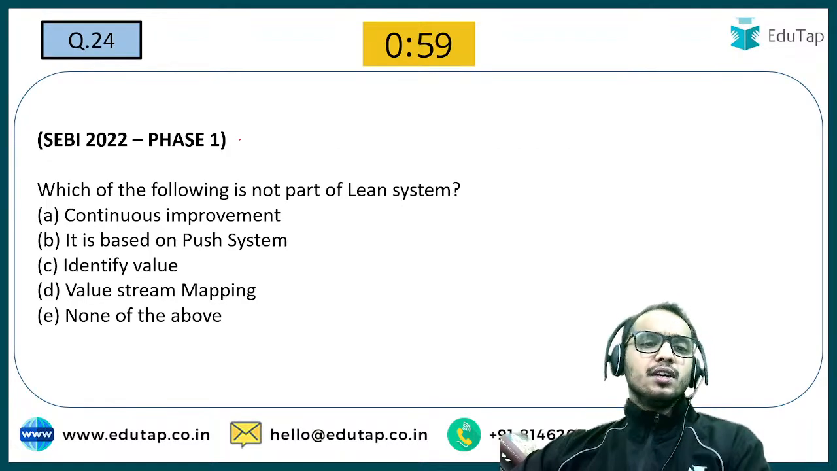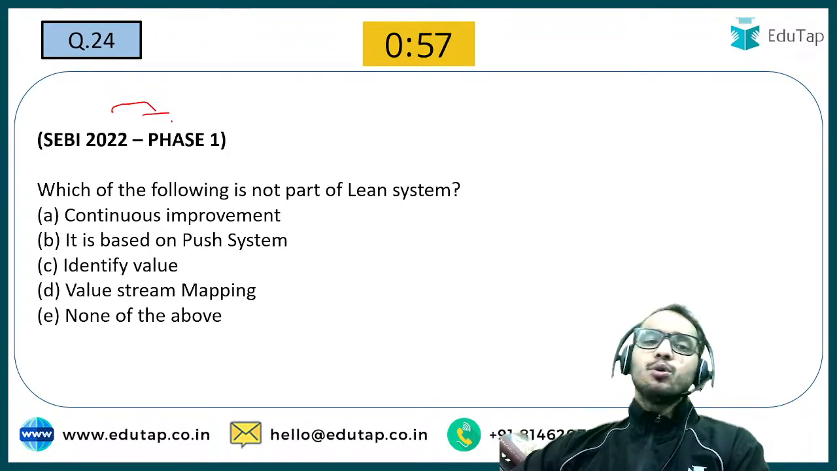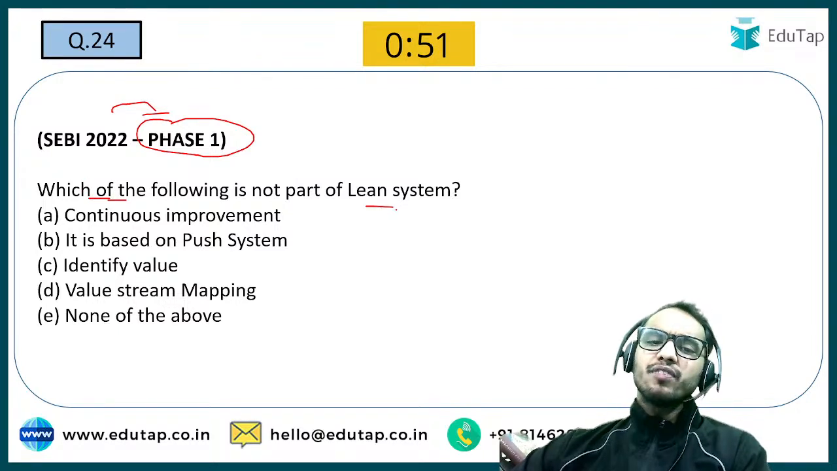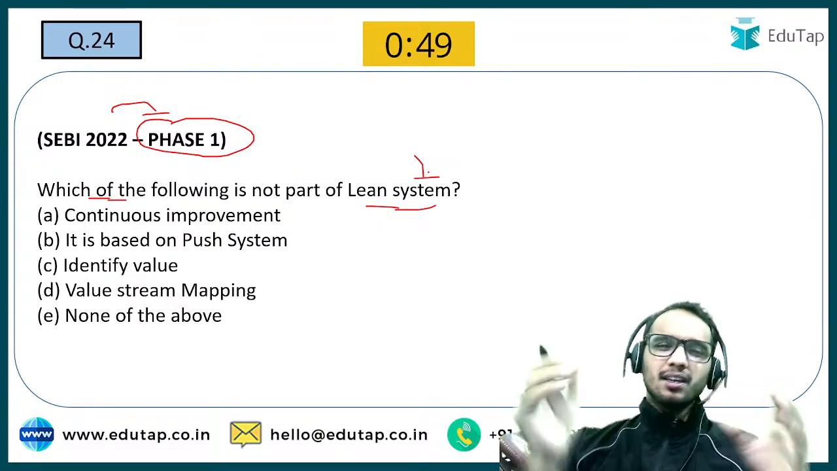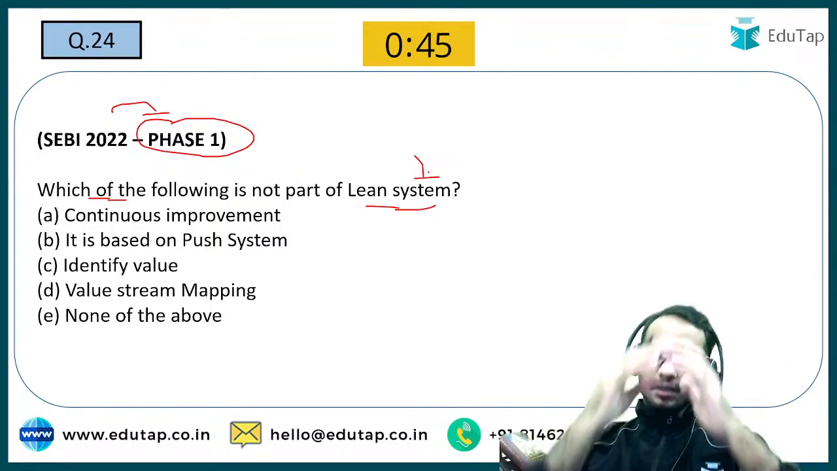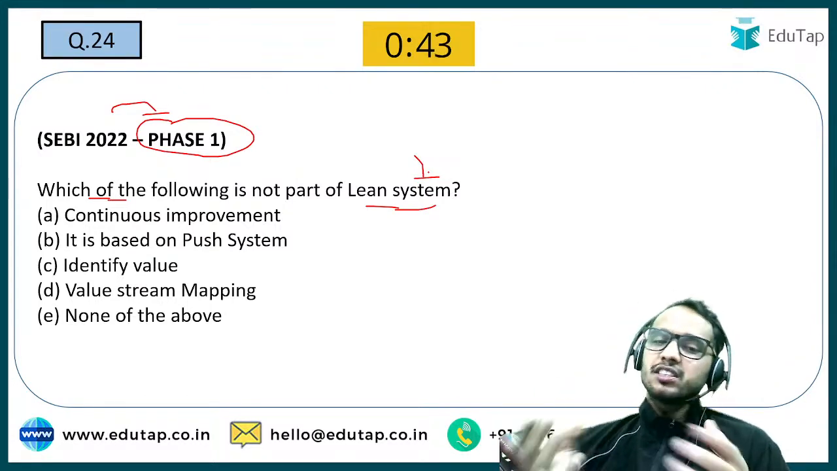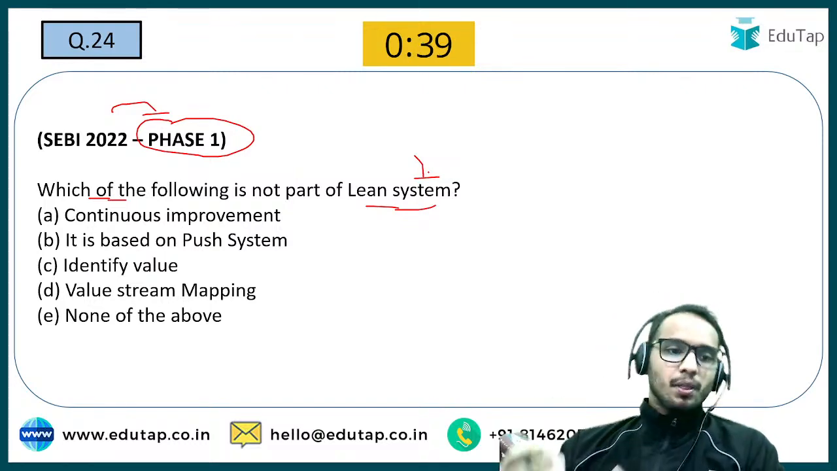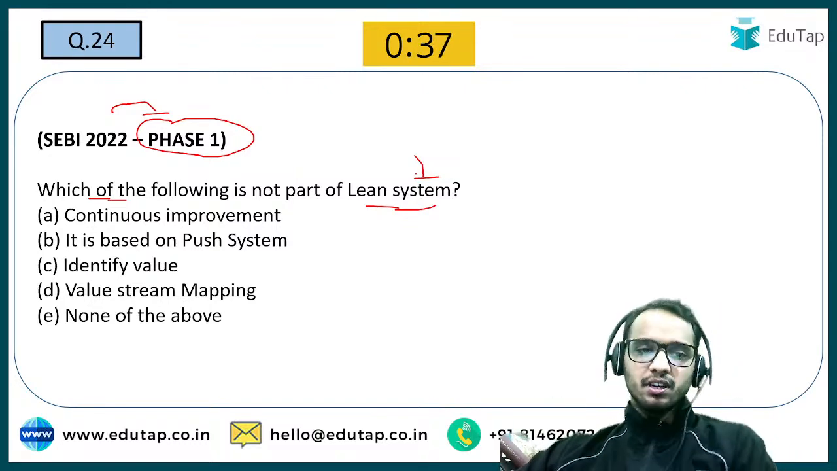Now, again, SEBI 2022 Phase 1. Give me the answer to this question. Which of the following is not a part of the lean system? Basically, every topic we have discussed is part of the lean system and innovation. The lean system basically wants you to improve your efficiency and effectiveness, right? So which is not part of the lean system?